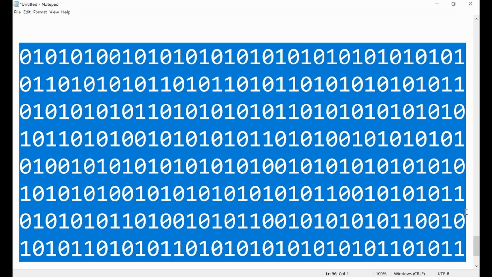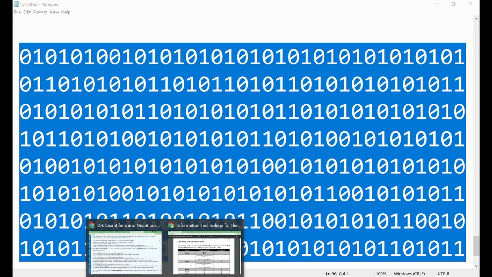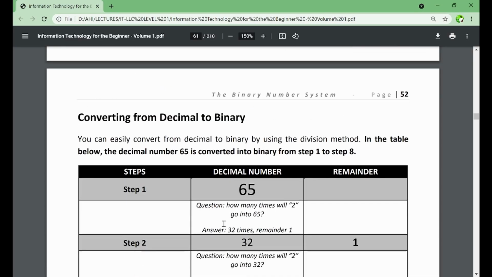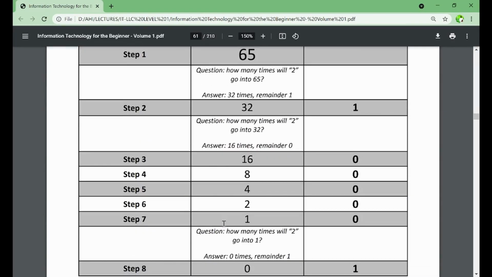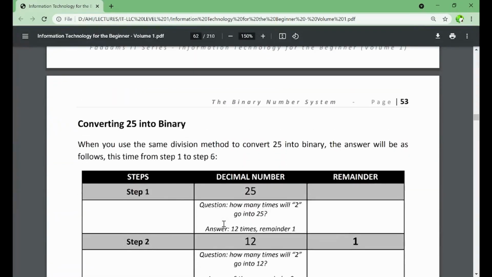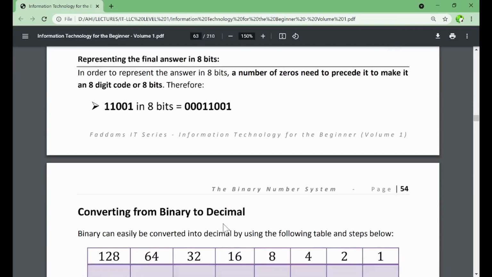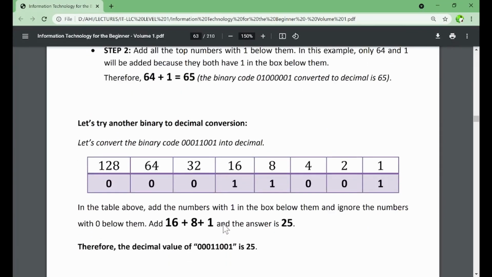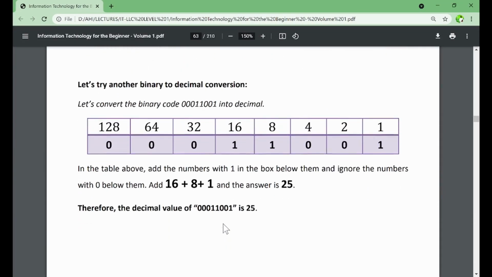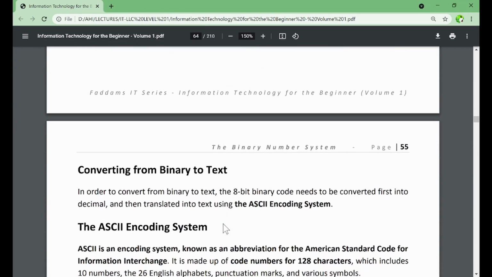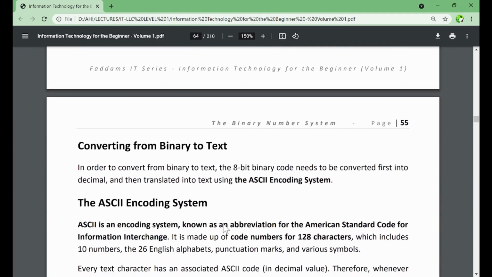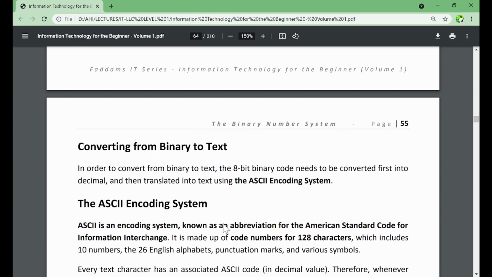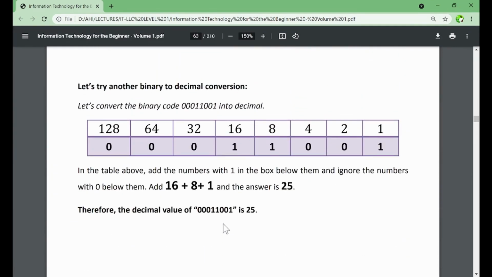All right. So today we have learned decimal to binary, and we have learned from binary to decimal. So we will end our lesson here. Next time we will continue with binary to what? To text, and it will fascinate you.